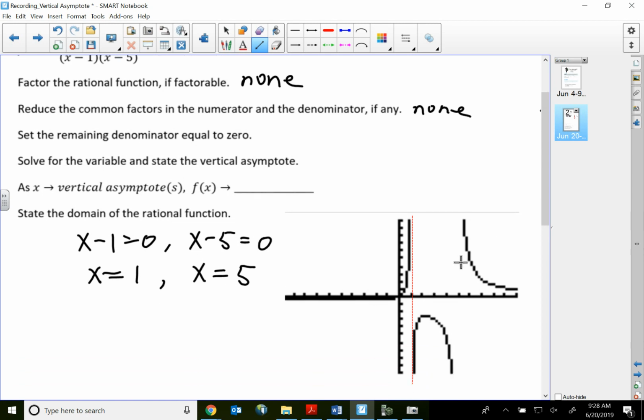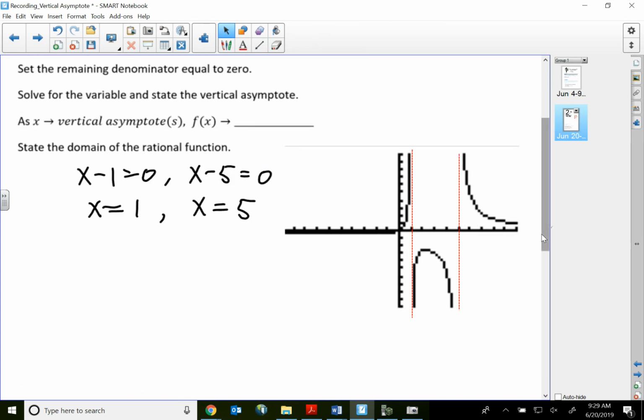So let me see, 1, 2, 3, 4, 5. There's one right here at x equal to 5. No, you know what? I'm not going to make it thicker. So I'm just going to write it right here. So I got a vertical asymptote at x equal to 1 and x equal to 5.